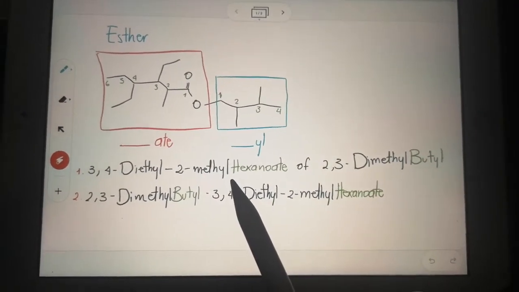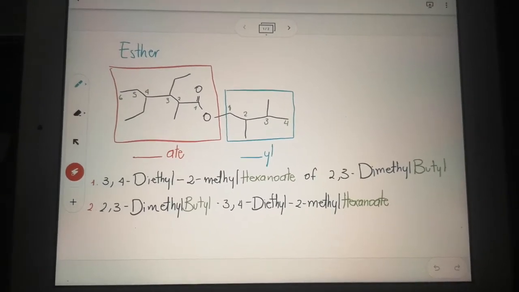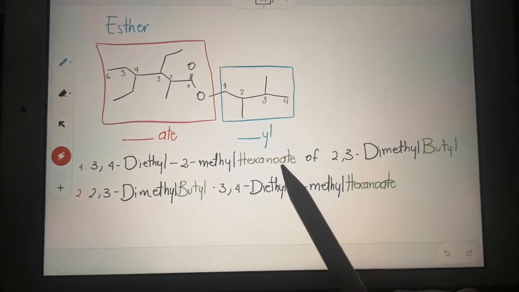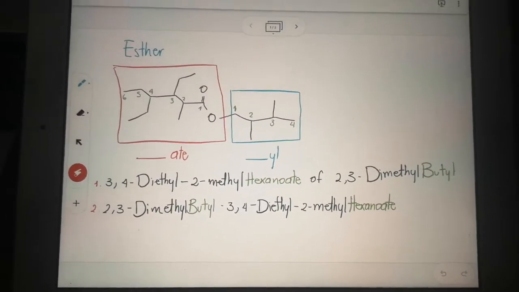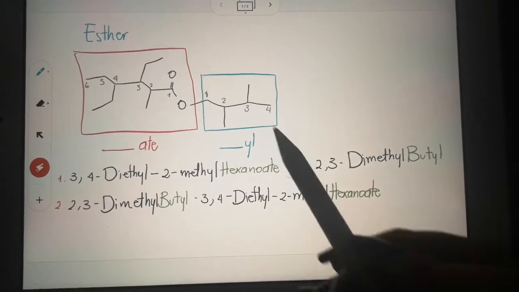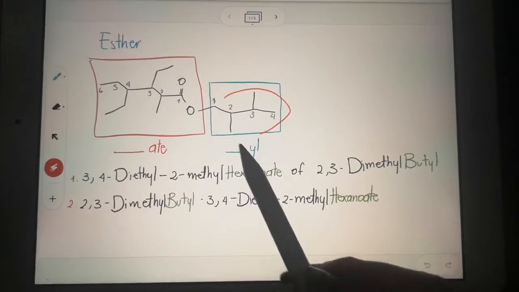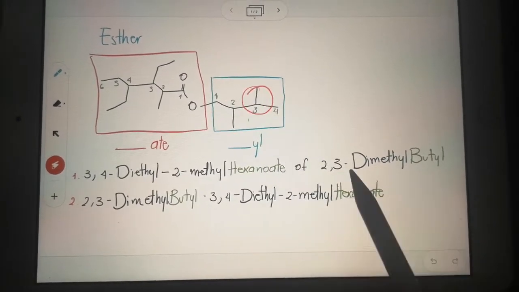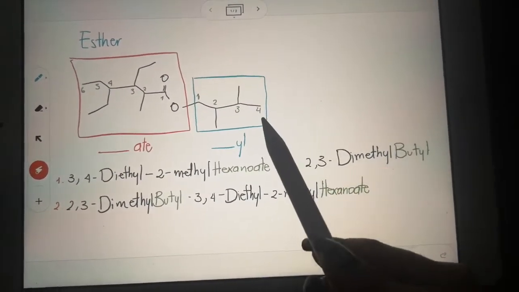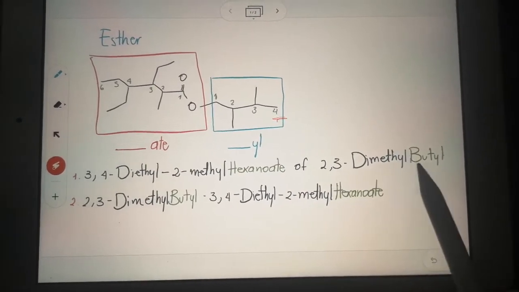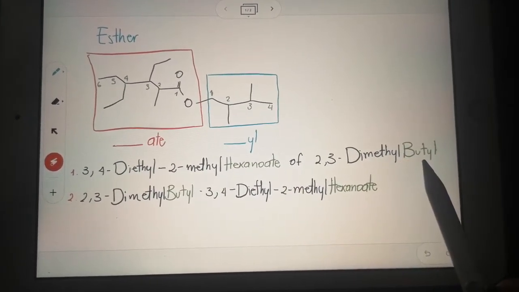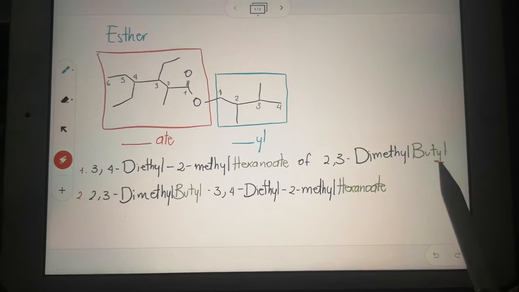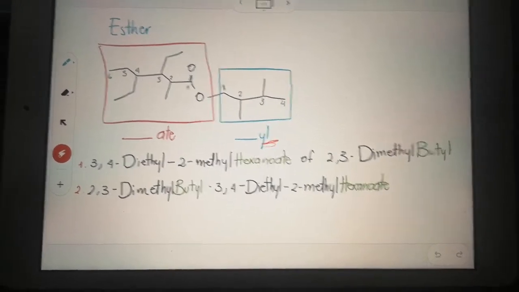If you put hexate, I mean, for me it works, but the correct way to say or to name this is this. Of this one, I mean, 2,3-dimethyl butyl, because it has 4 carbons. So but for those 4 carbons, and "yl" because this chain finishes in "yl."